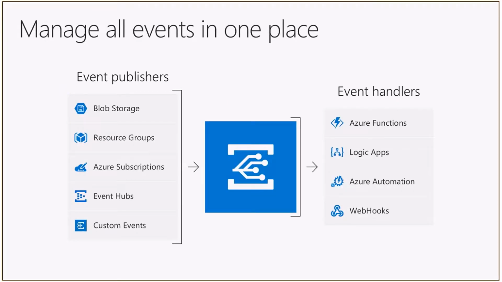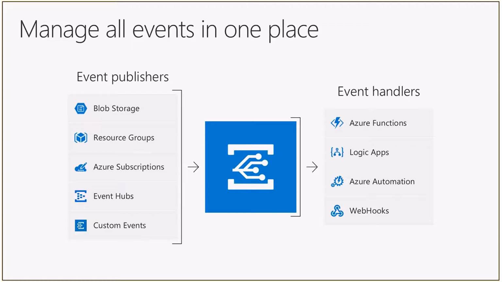So this is kind of from a conceptual level what Event Grid looks like. You have a list of event publishers and event handlers, and within the UI or through Azure CLI, you can basically go and say, hey, I want to listen to this topic, whether that's your resource group for management events or your event hub to listen to capture events, or you want to create custom events.